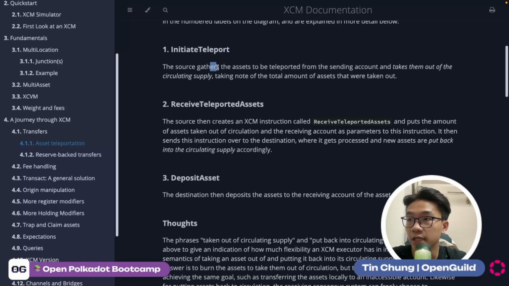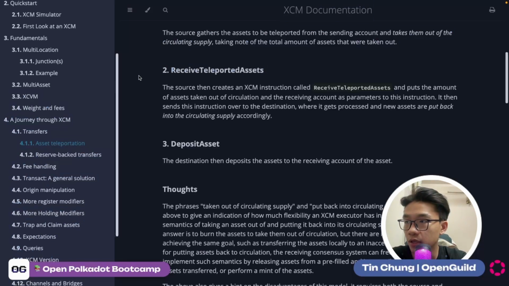The source gathers the asset to be teleported from the sending account and takes them out of the circulating supply, taking note of the total amount of the asset that was taken out. Receive teleported asset: the source then creates an XCM instruction called receive teleported asset and puts the amount of asset taken out of circulation, and the receiving account, as parameters to this instruction. It then sends the instruction over to the destination, where it gets processed and new assets are put back into the circulating supply accordingly. The destination then deposits the asset to the receiving account.